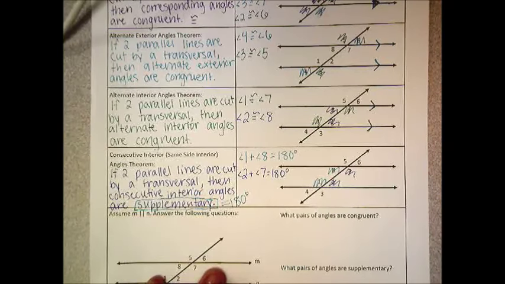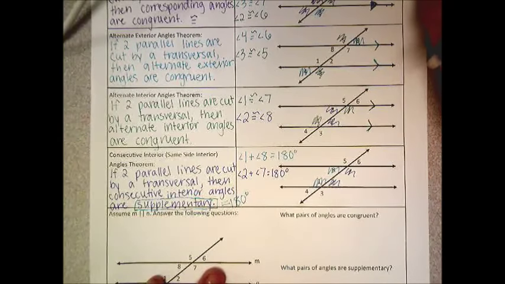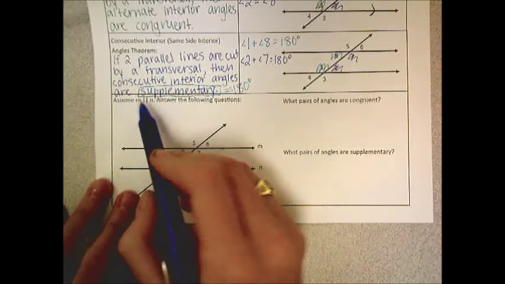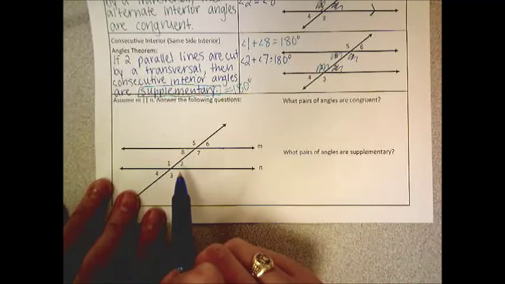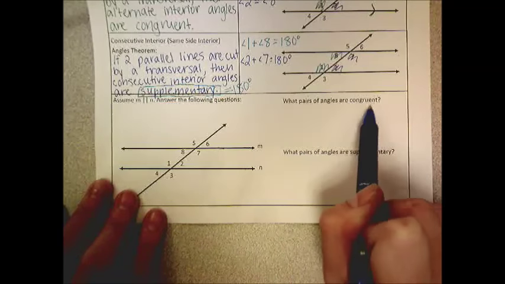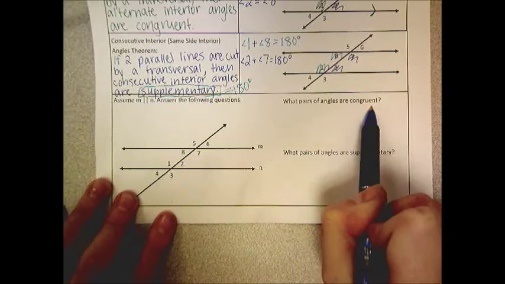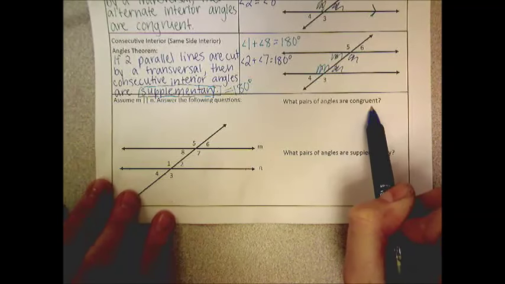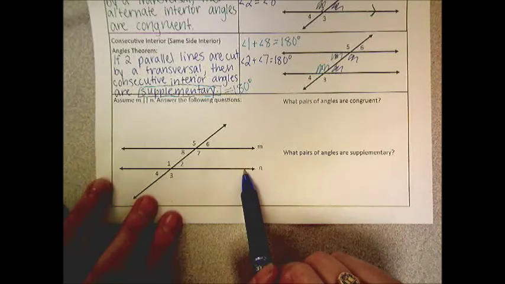Once you have all that written down, let's slide our paper to the bottom and list out a bunch of pairs of angles. Okay. Assume M is parallel to N. So I have line M and line N, and it's telling me they're parallel, so that means I'm good to go to use all these theorems. Answer the following questions. What pairs of angles are congruent? So if you look at the top of your paper, corresponding angles, alternate exterior, and alternate interior. All of those are going to be congruent because these lines are parallel.